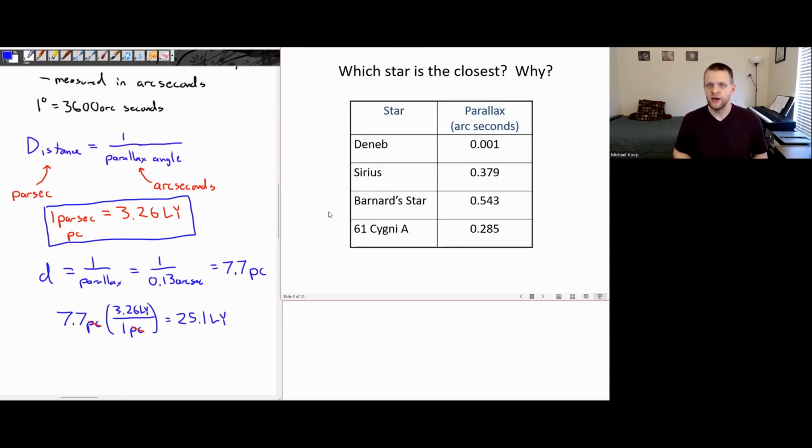So let's look at some examples. Suppose I had a couple of stars and I want to know which one is closest to us. We have a few stars and their parallax angles in arc seconds. Pause this one and try it for yourself, and then I'll talk about the answer in just a moment. Okay. We said that the larger the parallax angle, the closer it is to us, so we're looking for the star that has the largest parallax angle. Barnard's star has the largest parallax angle, so it's also the closest to us.